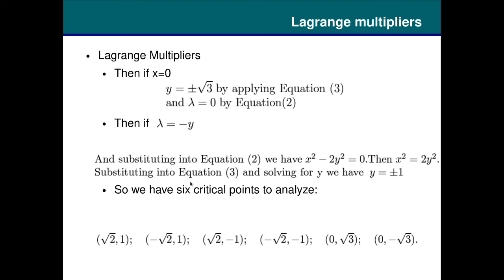And what's interesting here, I have a bunch of solutions, okay? Let's go to my solutions. Those are my solutions in terms of x and in terms of y. I have square root of 2 and 1, minus the square root of 2 and 1, square root of 2 and minus 1, minus the square root of 2 and minus 1, 0 and square root of 3, and 0 and minus the square root of 3. So I've got six critical points to analyze, 6 candidate solutions.